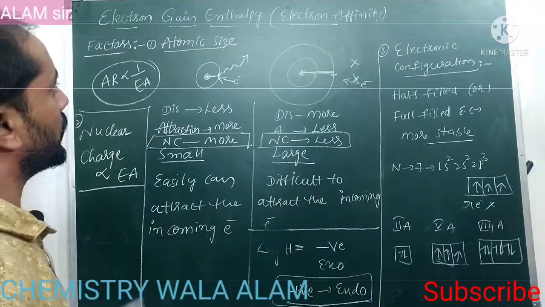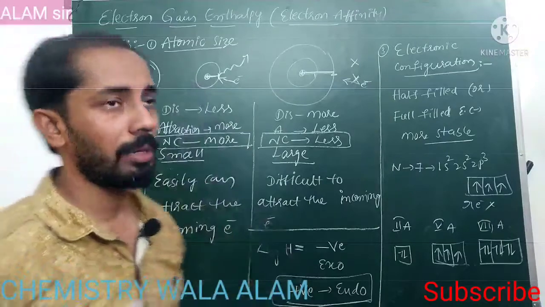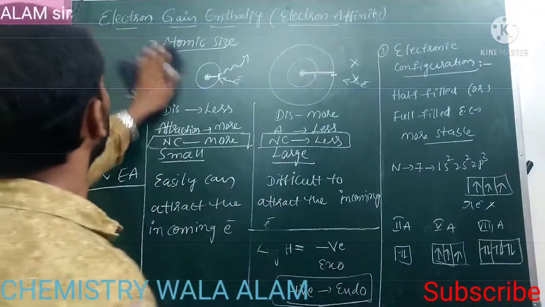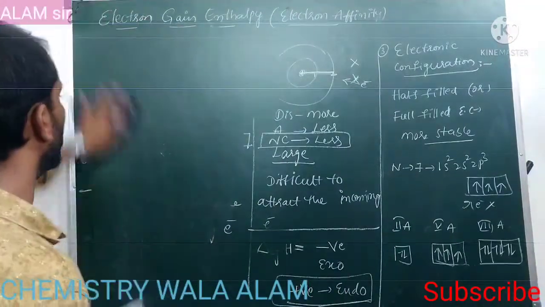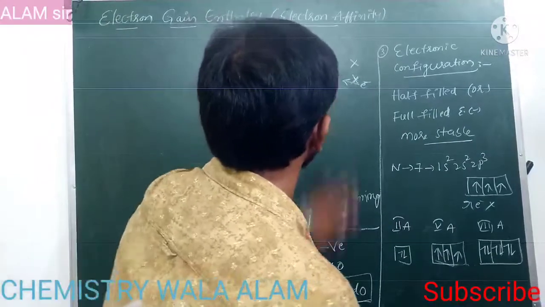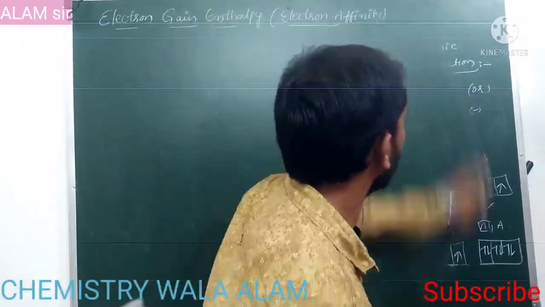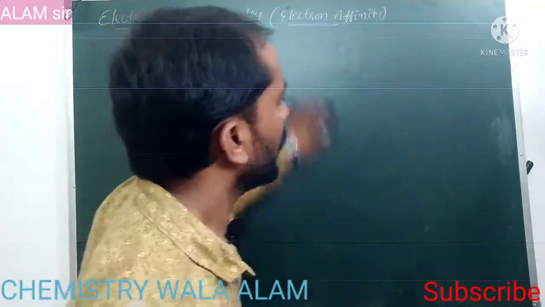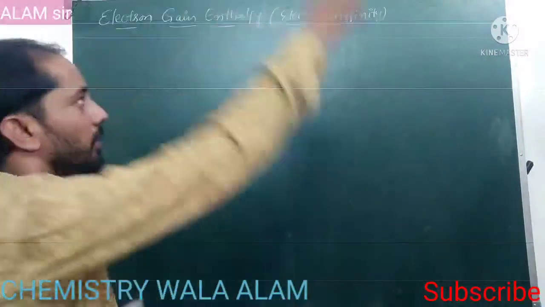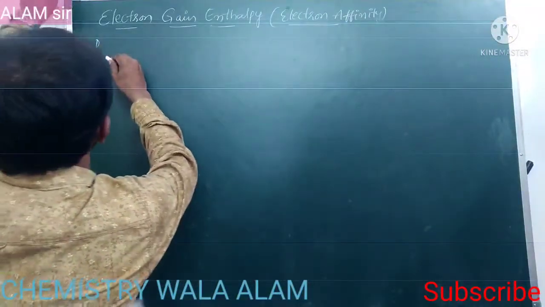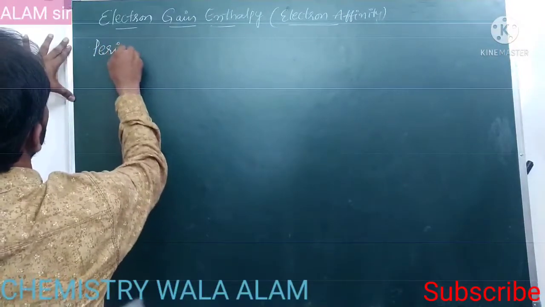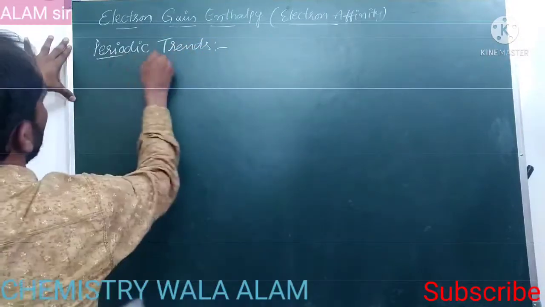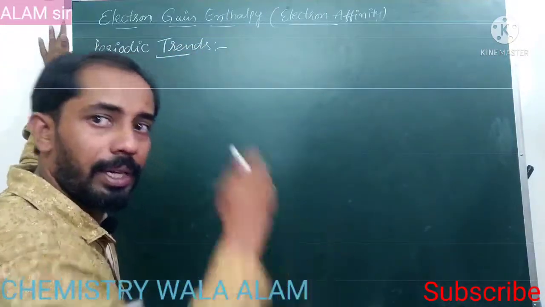Now, this is regarding electron affinity and electron gain enthalpy: definition, units, types and factors. And the last one is trends, how it changes in a period and group. That is called periodic trends. It is very important. Some exceptions we can see here in the periodic trends. Those are the main important periodic trends, meaning how it changes in a period and group.